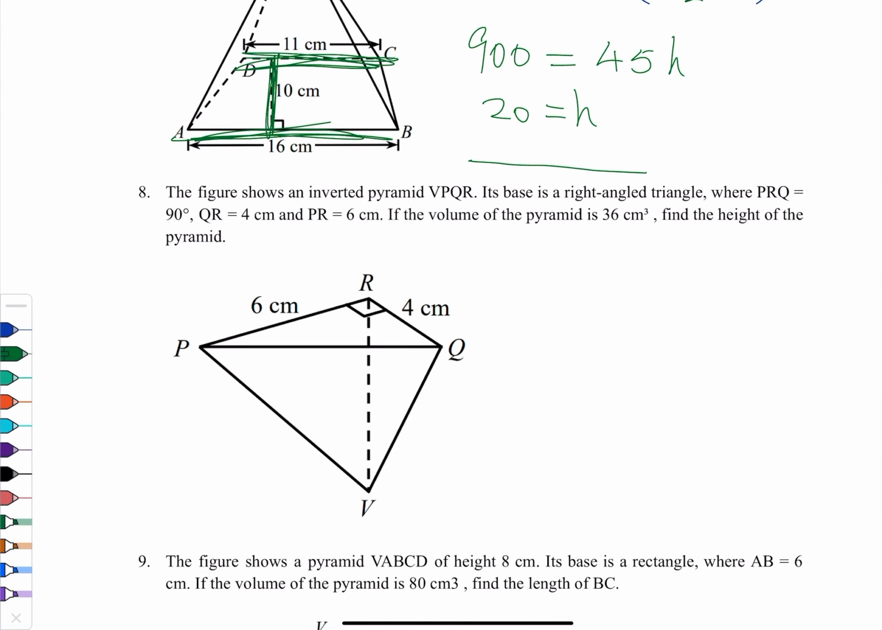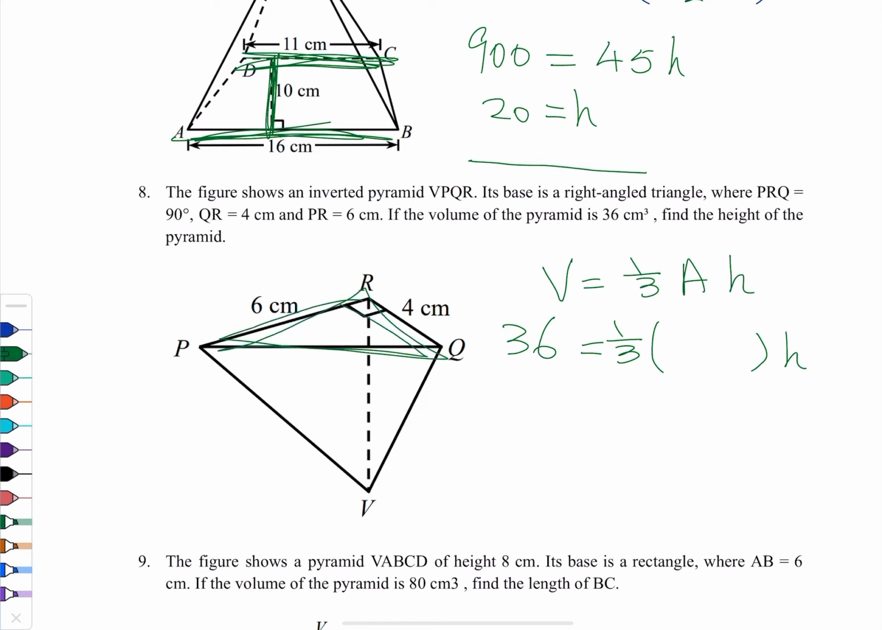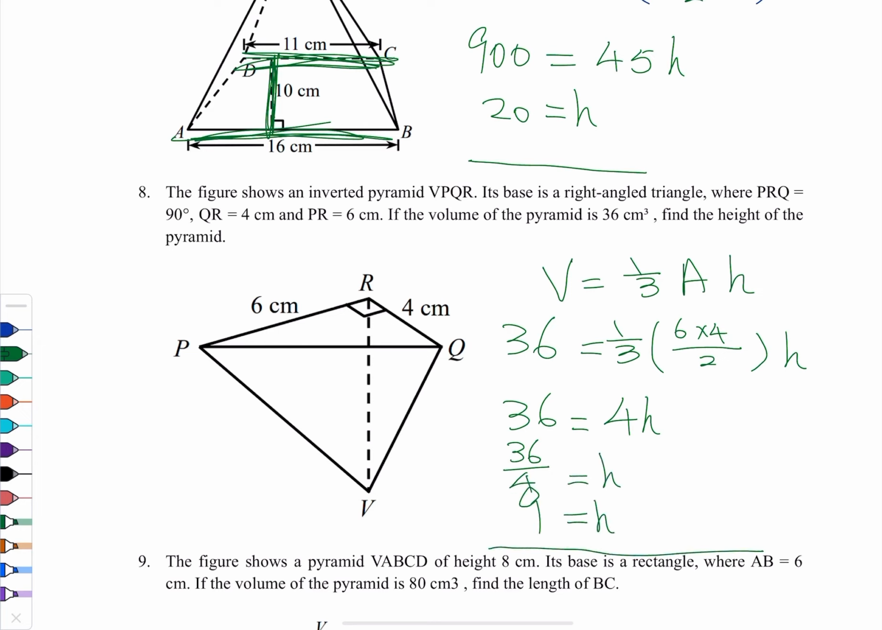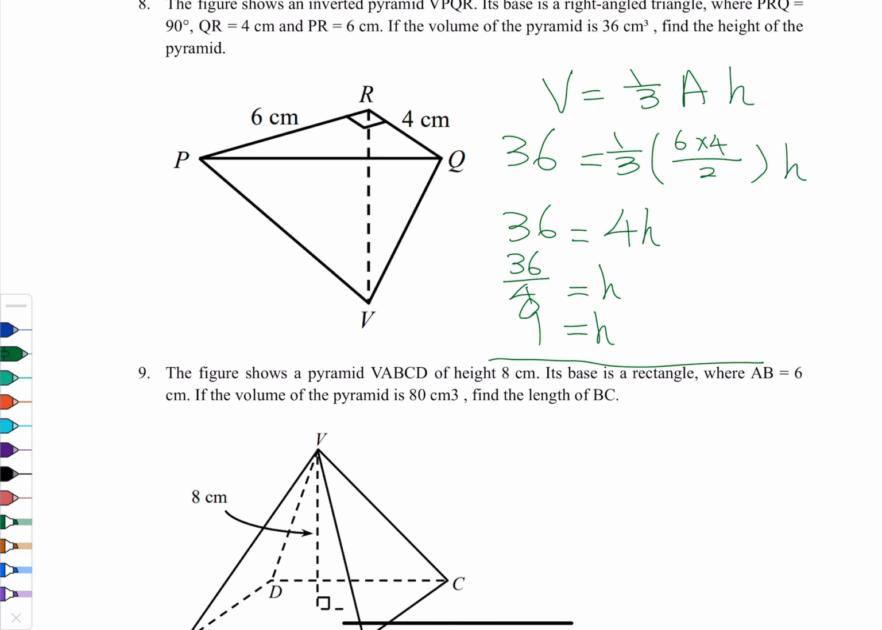Next, so you have volume as 1/3 base area times height. Volume now given is 36, 1/3. What's our base? Base is a triangle now, right? So triangle will be base times height divided by 2. So 4 times 6 divided by 2, which will be, let's calculate, 1/3 times 6 times 4 divided by 2. You get that as 4H, and that 4 is multiplied there. If you come here, it will be divided. So H, you can get that as 9 and write the final statement. The height is 9 cm.